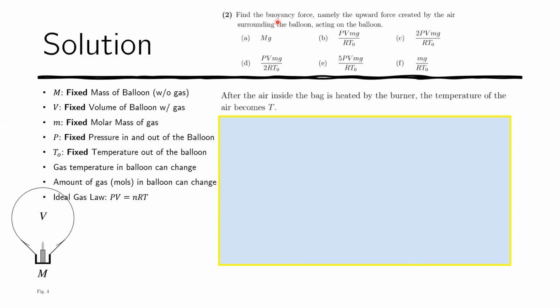Next, we need to find the buoyant force acting on the balloon. The buoyant force is the upward force created by the air surrounding the balloon, and that causes the balloon to rise at some point. The way we compute the buoyant force is through Archimedes' principle, which states that the amount of buoyant force is equal to the weight of the gas displaced by the balloon.